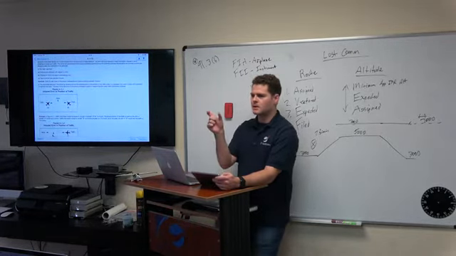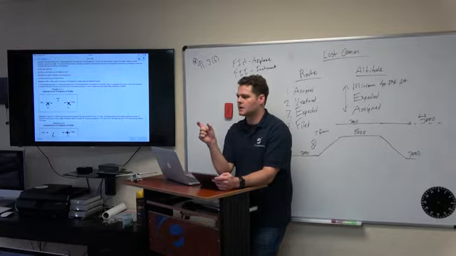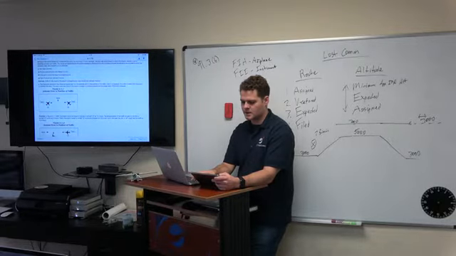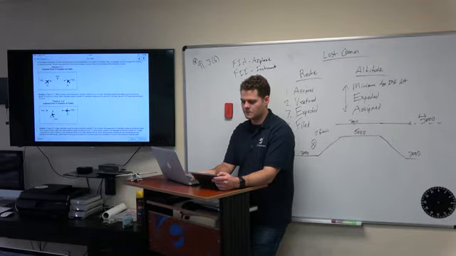But basically ATC's priority is to separate IFR to IFR traffic, and then IFR to VFR traffic, and then if there's nothing going on and workload permits, VFR to VFR. So that's how they prioritize what they need to do.